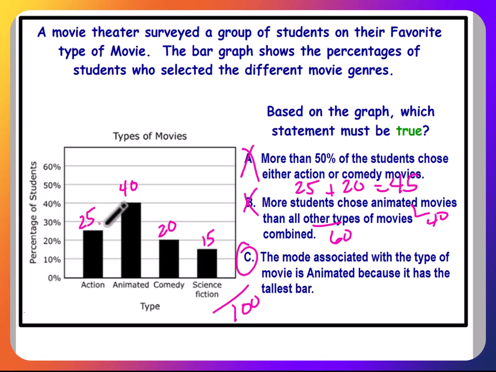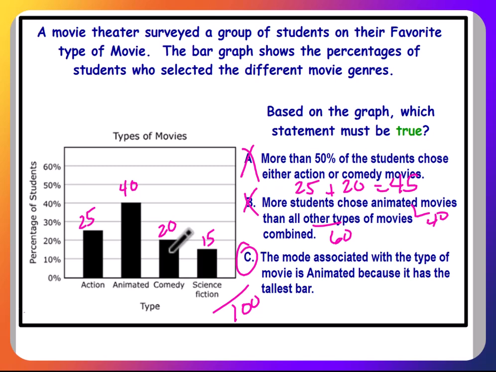Action was 25%, animated was 40%, comedy was 20%, 15% for science fiction. If you add all those together, you get the 100%. Okay, so action or comedy. 25% chose action, 20% chose comedy. That's a total of 45%, which is not more than 50%.